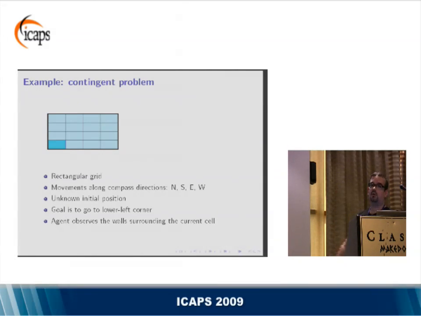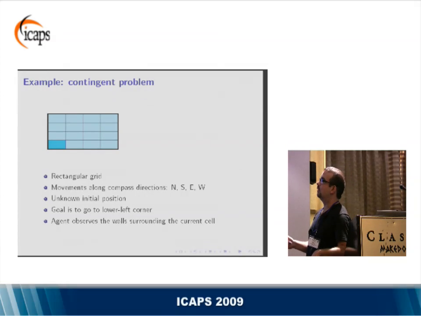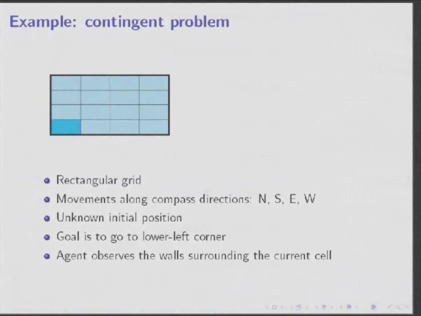So let me give you another example. For example, we have this rectangular grid where there is an agent that initially doesn't know where it is, but the goal is to go to the lower left corner of the grid. So we have a rectangular grid. The robot can move along the compass directions. There is an unknown initial position. The goal is to go to the lower left corner, and the agent at every moment observes the walls that surround itself.